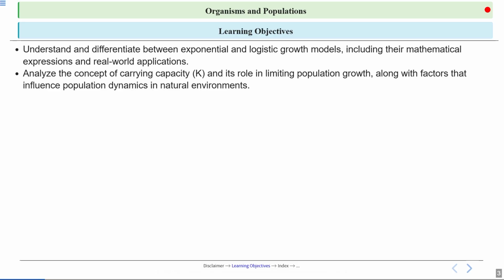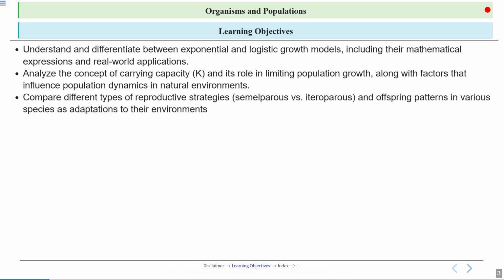We'll also analyze the concept of carrying capacity, which is represented by the letter K. Basically, carrying capacity is the maximum population size that an environment can sustain indefinitely. We'll also talk about its role in limiting population growth, along with factors that influence population dynamics in natural environments. Understanding these dynamics helps us manage wildlife and conserve ecosystems as well.